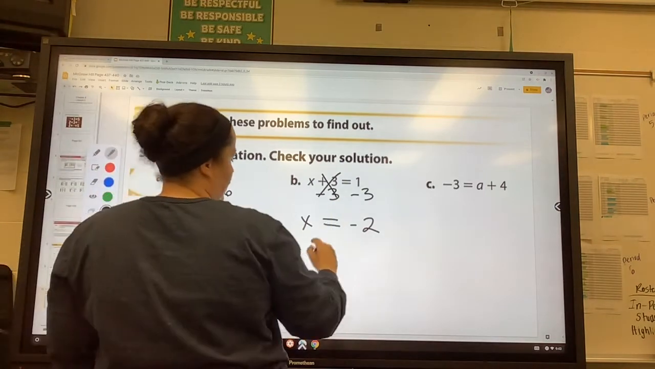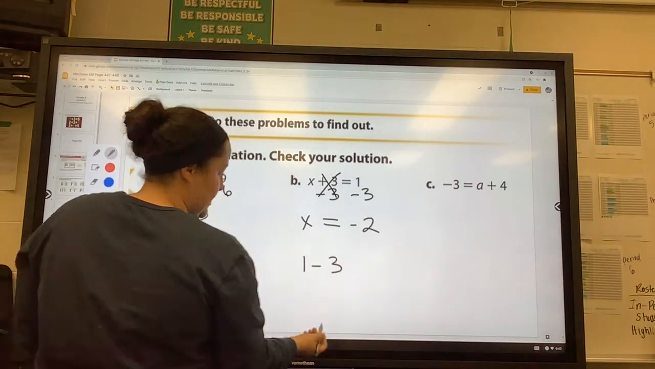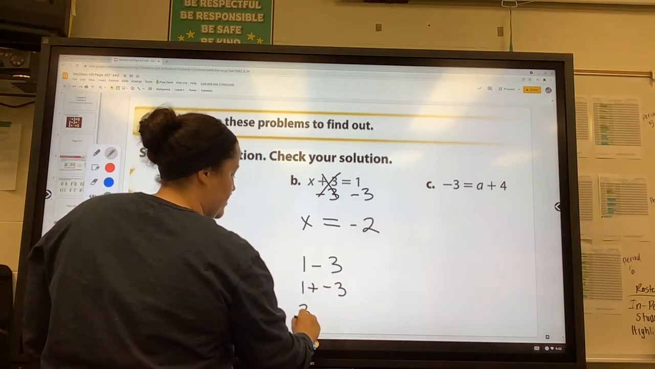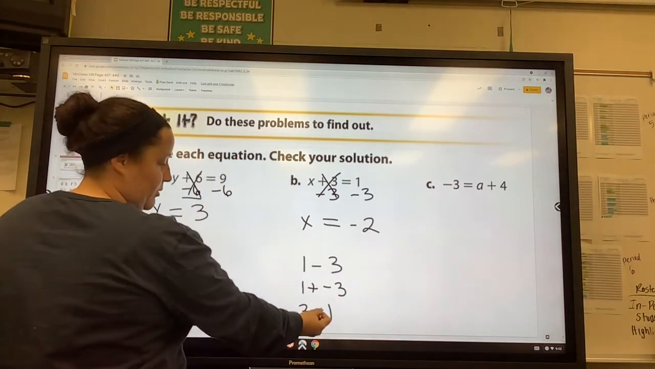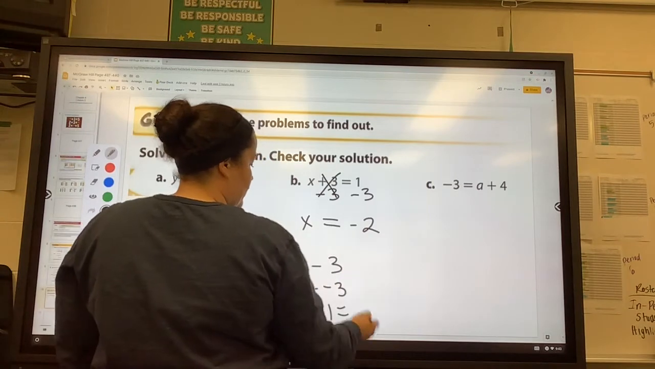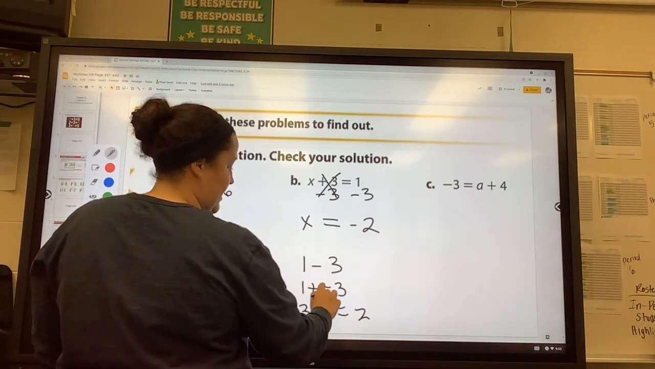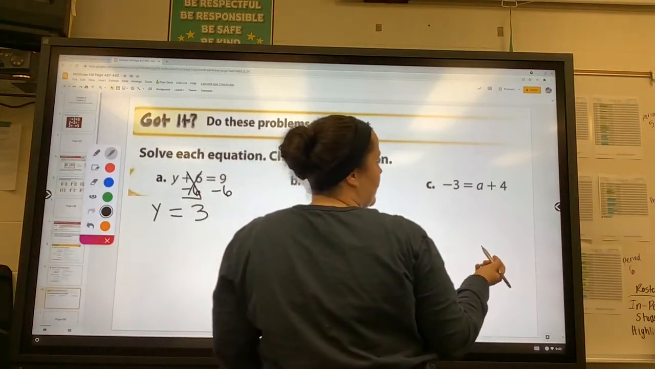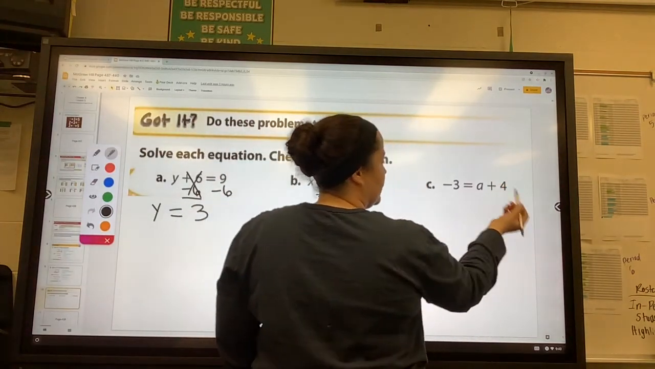Right? 1 minus 3 is 1 plus negative 3, which then you change to flip it, 3 minus 1, and you'd get 2, but it's negative since that's bigger. Last but not least, on this side, whatever you do to one side, you have to do to the other.